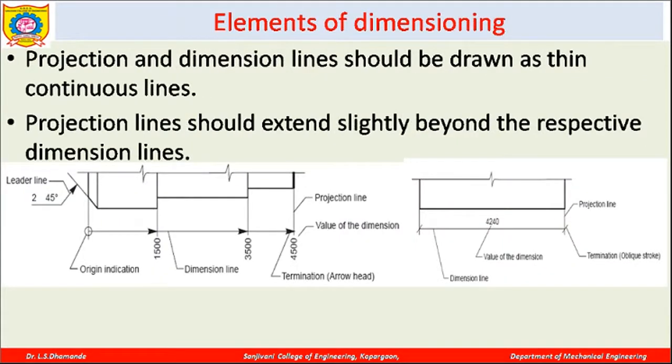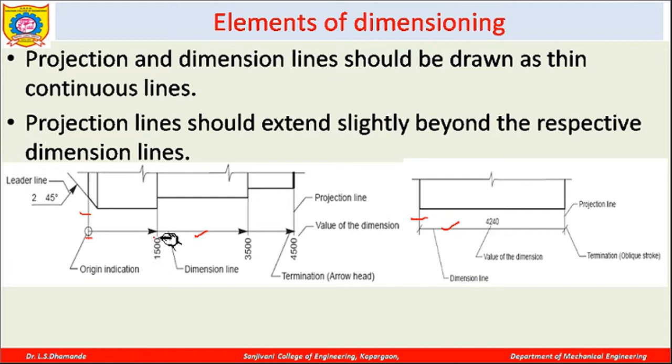At the same time, the projection and dimension lines should be drawn as thin continuous lines. We already talked about the different types of lines, and therefore we know that the projection lines and the dimension lines we are drawing will all be continuous thin lines. So this is a continuous thin dimension line. This is a projection line, which is also a continuous thin line. Projection lines should extend slightly beyond the respective dimension lines. Whenever you show a dimension, this is your dimension line and this is your projection line. It should extend beyond this by some amount. It should not end exactly at this point; it should be extended downward.